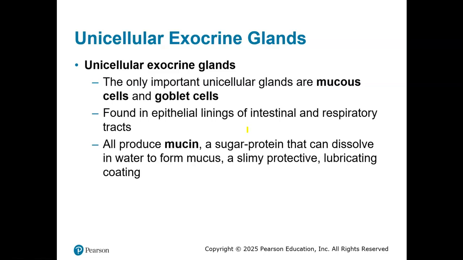All right, so here I'm just going to point something out. We aren't going to really worry about the structure of exocrine glands, whether they're unicellular or multicellular, but I do want to tell you about goblet cells. Goblet cells are found in between the epithelial cells that form the lining of your intestine, and they produce mucin. And mucin is a substance found in mucus. So mucin mixes with water and forms mucus. Mucin is actually a sugar-protein. That means it's a protein that contains sugar attached to it.